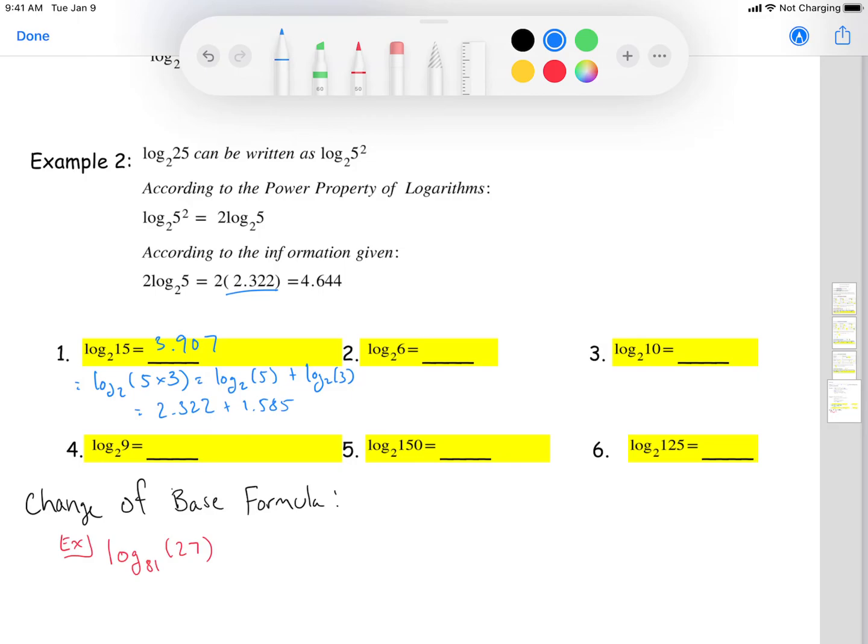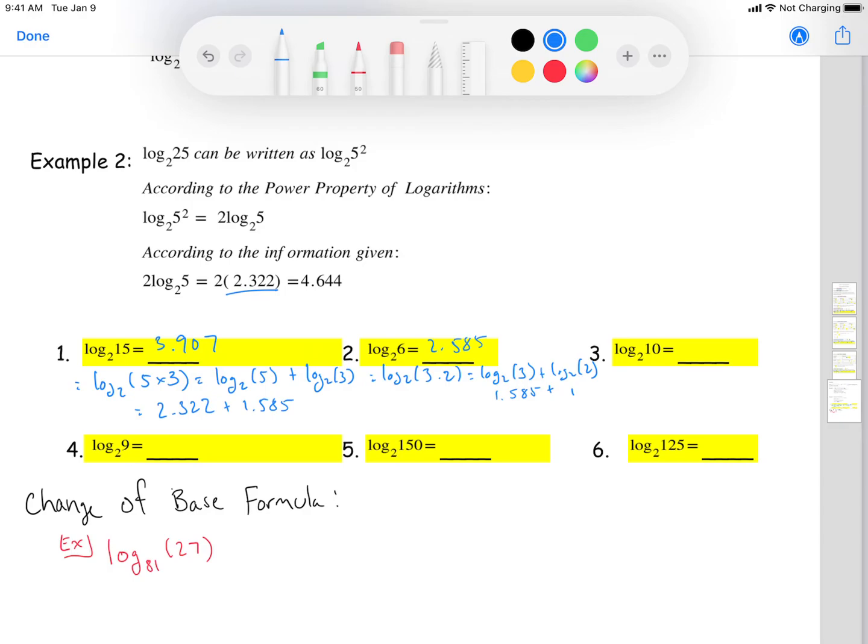What do we come up with? Log base 2 of 3 times 2, which equals log base 2 of 3 plus log base 2 of 2. What's log base 2 of 2? 1. And so we get 1.585 plus 1, which would give us 2.585. Okay? What's another way I could have done this?